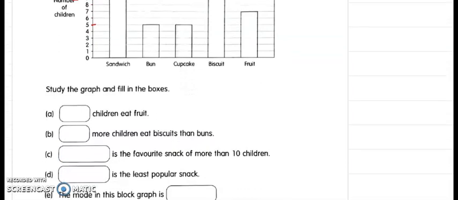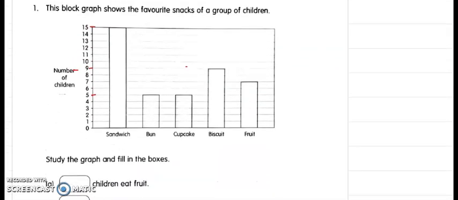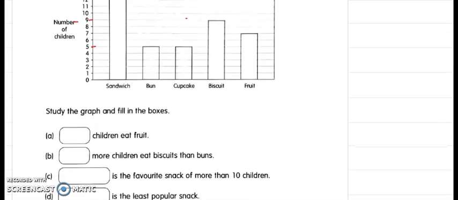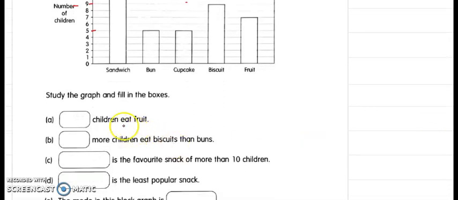So here we have to complete these questions keeping in mind this graph. Study the graph and fill in the boxes. Like the first one, dash children eat fruit. How many children are eating fruit? Here is the diagram for the fruit. So this is the block for the fruit in the vertical form. We can say here there are 7. So I will say 7 children eat fruit.